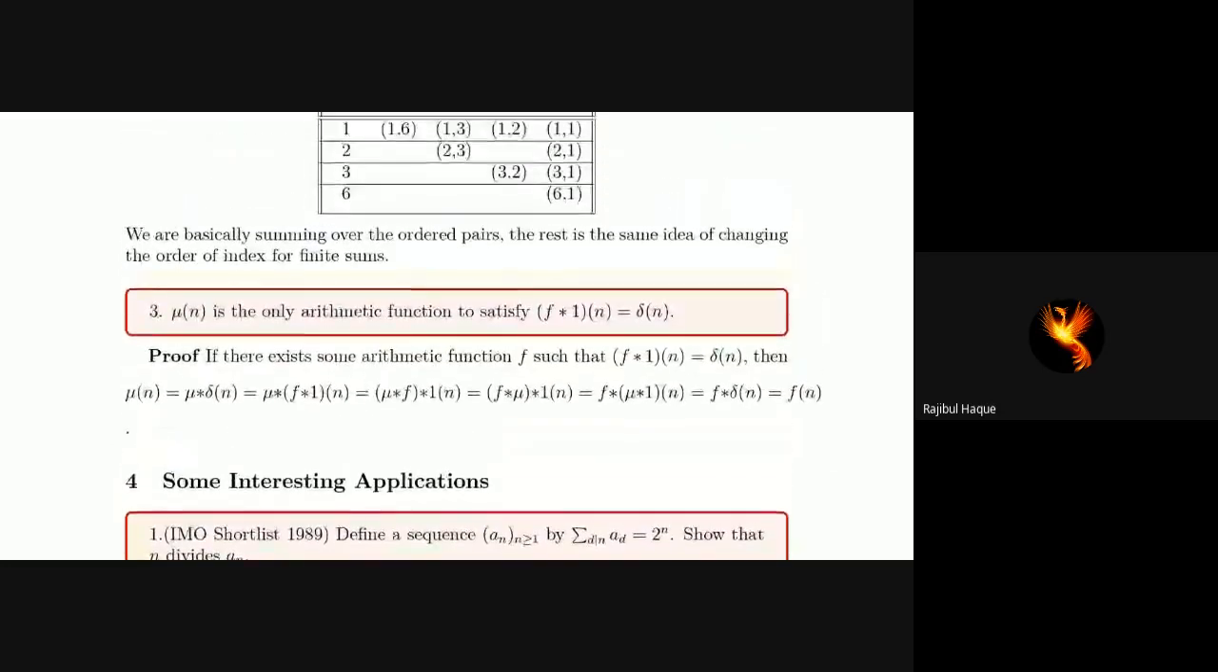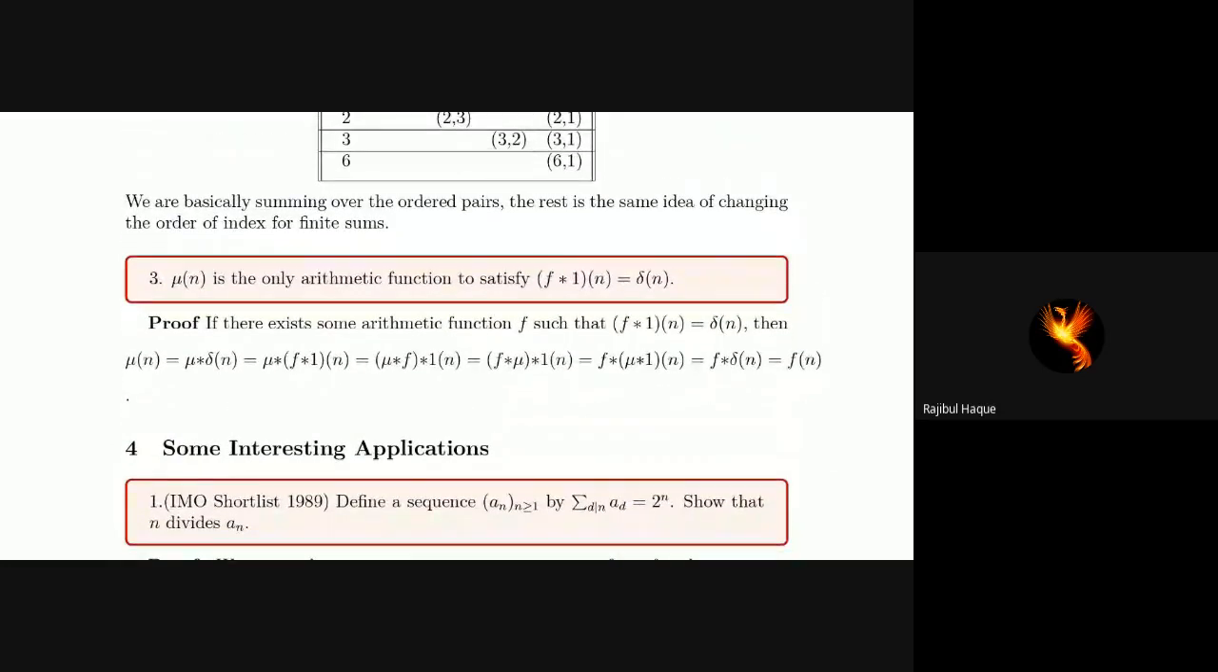The last thing I need to show you, this is also a very important property which we will use in solving problems. Whenever we find a function f that satisfies the relation that the Dirichlet product of f with 1 is the function delta, then this f must be equal to the mu function, the Mobius function. There is no other function except the Mobius function that satisfies this criteria. So this is a very important result.